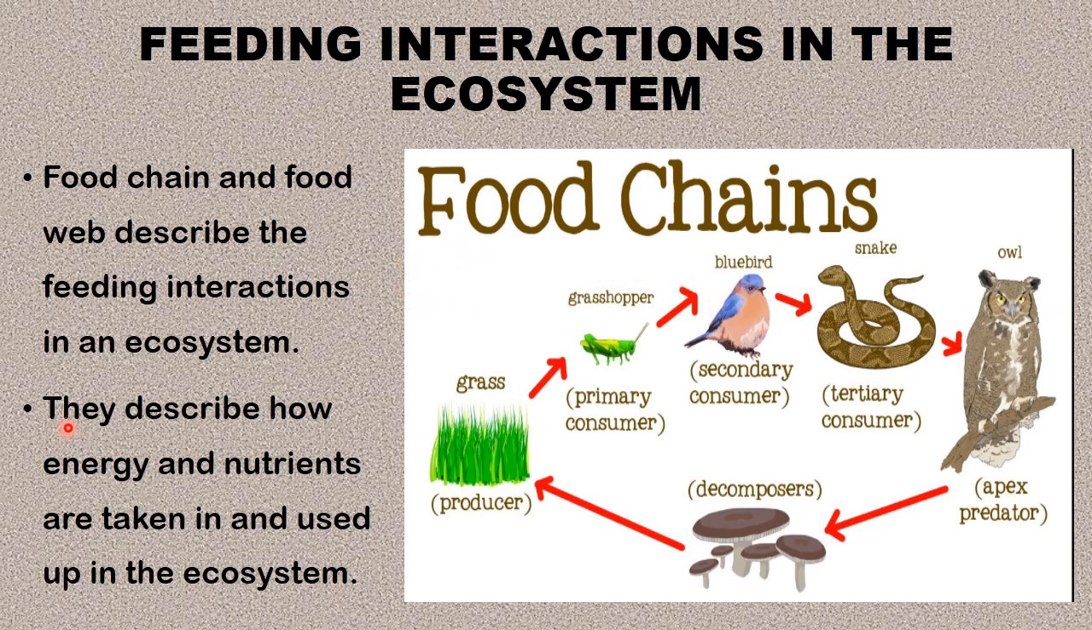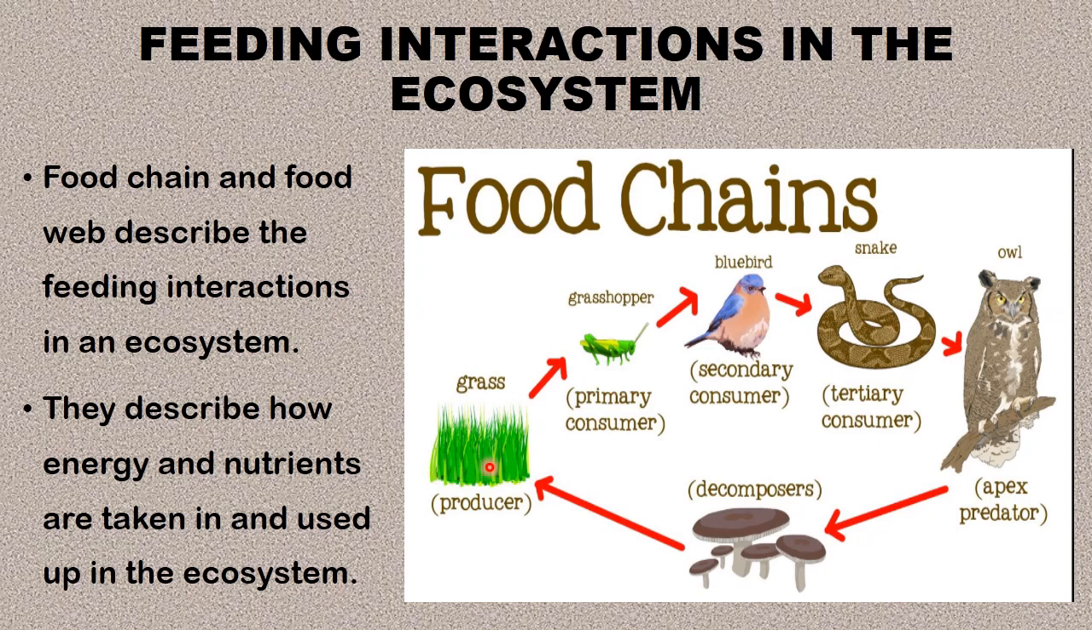Now, the food chain and the food web describe how energy and nutrients are taken in and used up in the ecosystem. This is an example of a food chain. You can see it's a linear relationship, which describes how energy passes from one living organism to another. And in every food chain, we start with a producer.